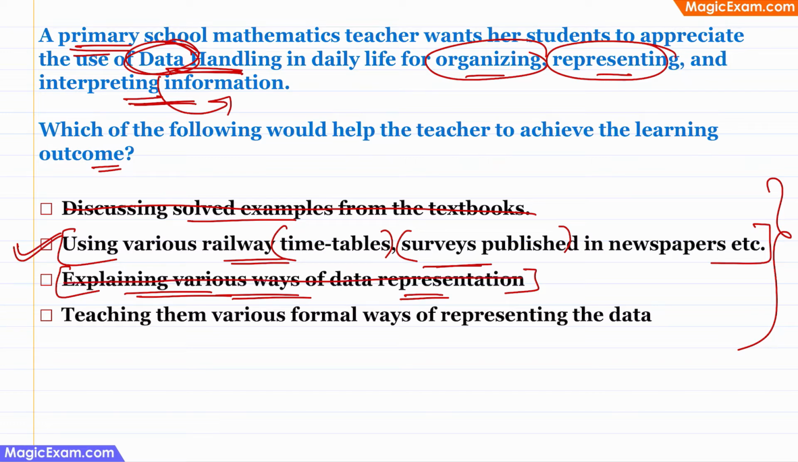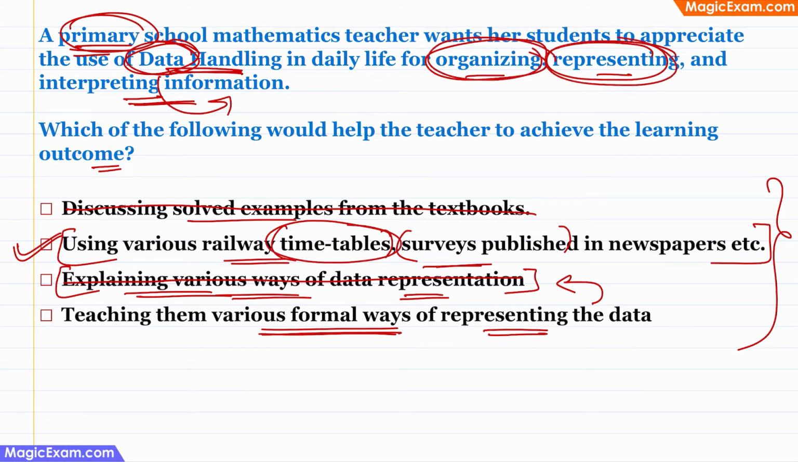The last one, teaching them various formal ways of representing the data. This again is very similar to statement 3 because even here we are talking about formal ways of representing data. For primary school children, we have to first give them real life examples, and when they understand what organizing and representing data is all about, and what is data, what is information, only then can you teach them formal ways of representing data. Therefore, this also is not the best answer. So among the given answers, statement 2 is the best answer.